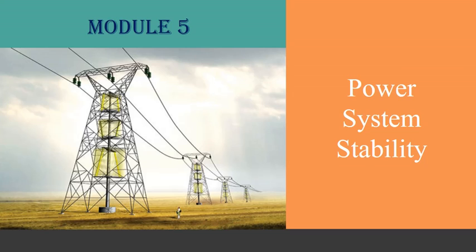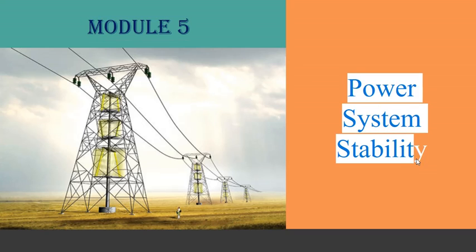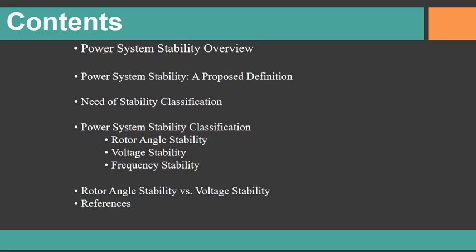Yes, good morning. Today we'll discuss module 5, that is power system stability. So the contents which we're going to learn here: an overview of power system stability, the proposed definition for power system stability, the need for classification of power system stability, and the different types of power system stability. And finally, the difference between rotor angle stability versus voltage stability.